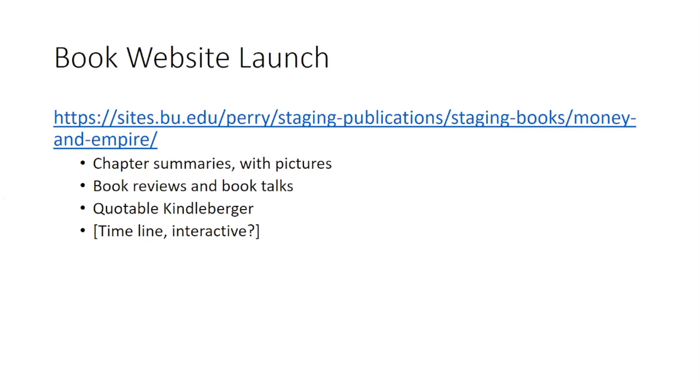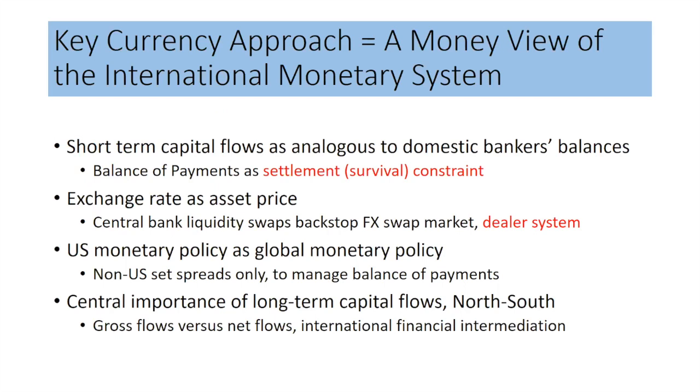So here's the point, okay? The key currency view, which Jay said in the introductory remark, is a money view of the international monetary system. In my interpretation, what that means briefly is that we're thinking of short-term capital flows between countries as analogous to correspondent balances, domestic bankers' balances that are moving instead of international reserves. They're an extra layer of elasticity. The balance of payments for a country therefore appears not so much as a NIPA thing, national income and product account thing, but as the settlement constraint. That's the form that the settlement constraint takes at the international level, where payments have to be made in international money. So that's the constraint.